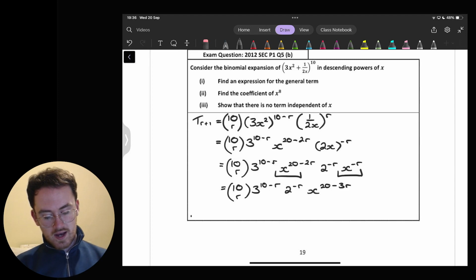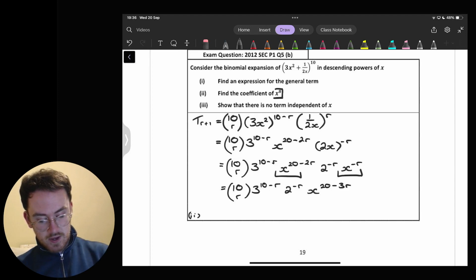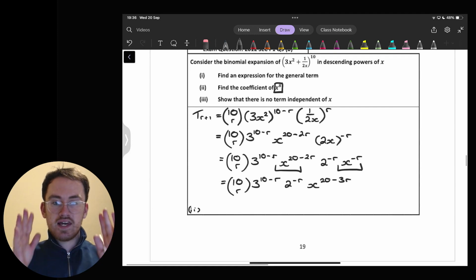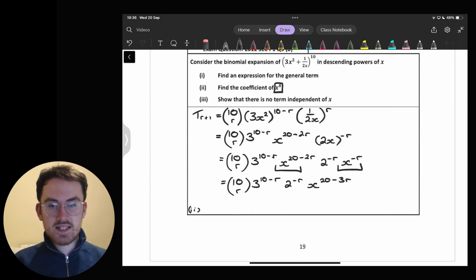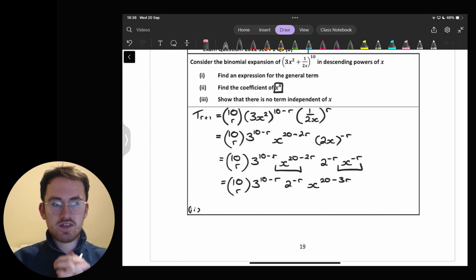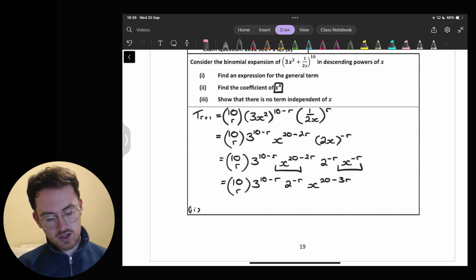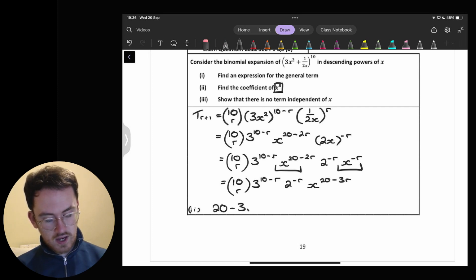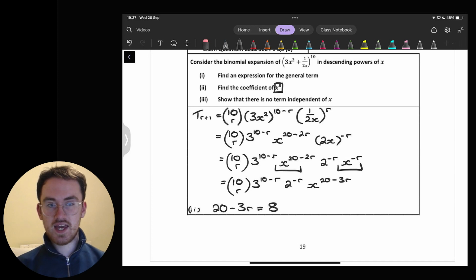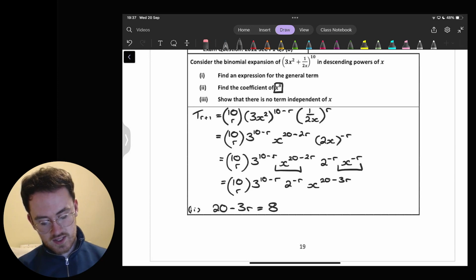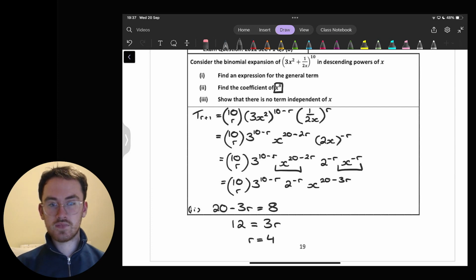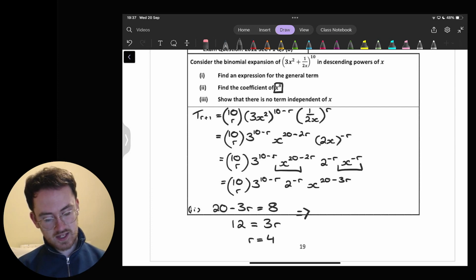Now, for part 2, we are asked to find the coefficient of x to the power of 8. So what we've done now is we have laid our general term out in such a way that we see the exact total power of x. By combining the different x parts, we can get the total power of x for any term in this expansion. So by looking at our total term here, that is 20 minus 3r, and we want that to have a value of 8 for this particular one. They want that x to be to a power of 8. So solving that, we get 12 is equal to 3r, which tells me that r is equal to 4. So knowing that r is equal to 4, I can then sub that into my general term.